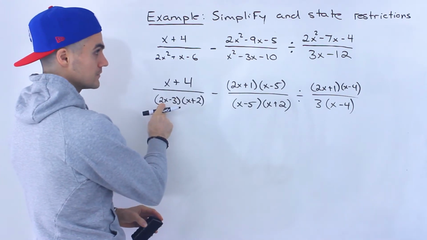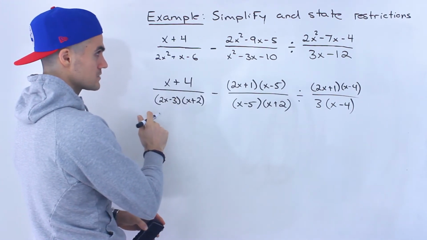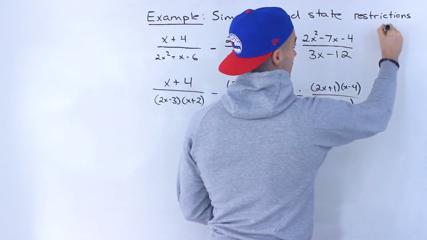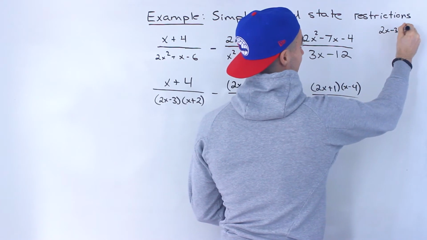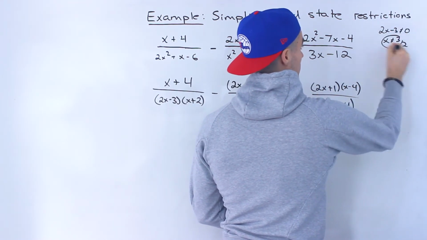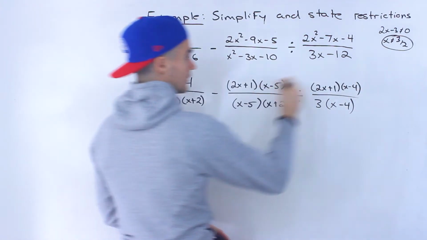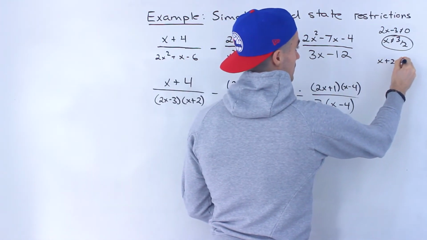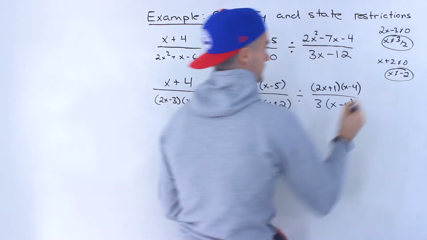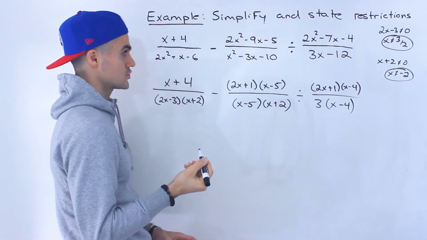Where should I do these restrictions? Let's do them up here. Notice here, 2x minus 3 cannot equal 0, so x cannot equal positive 3 over 2. That's one restriction. Notice x plus 2 cannot equal 0, so x cannot equal negative 2. That's another restriction.